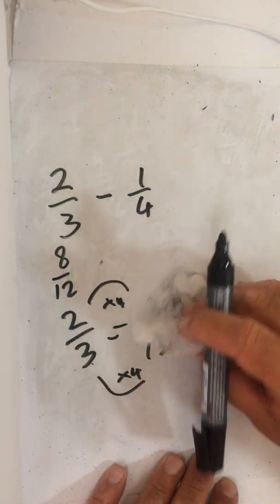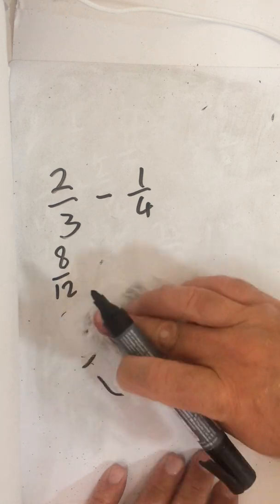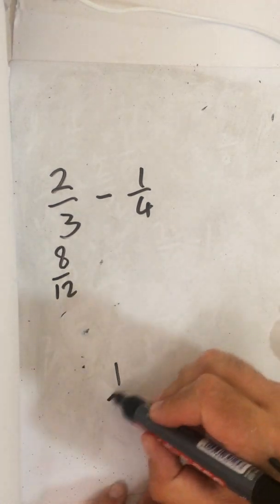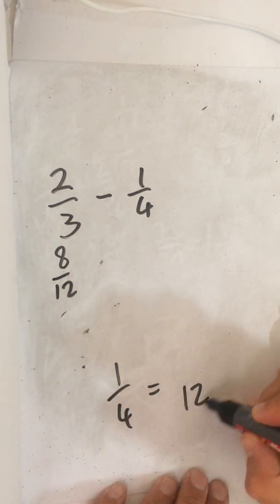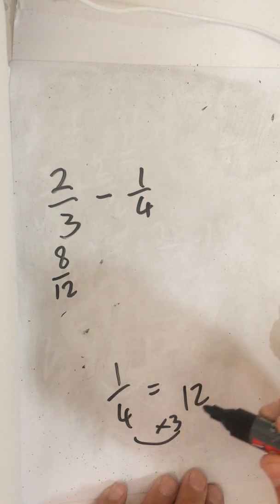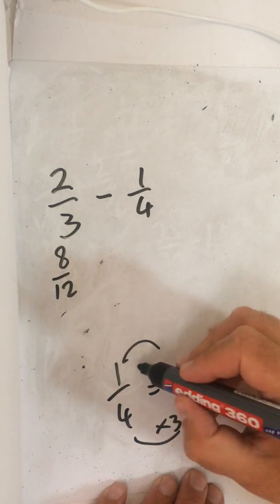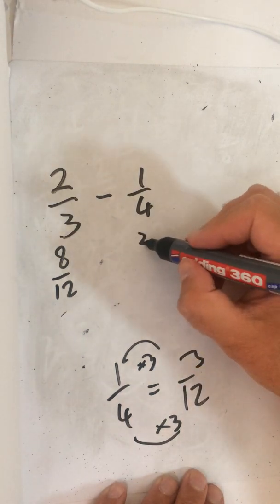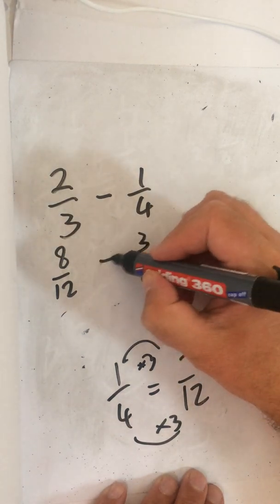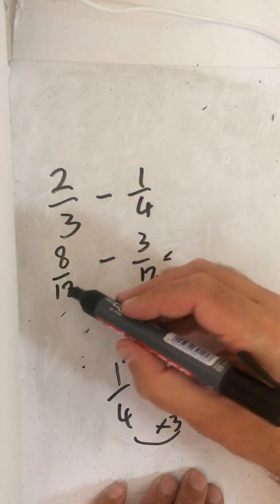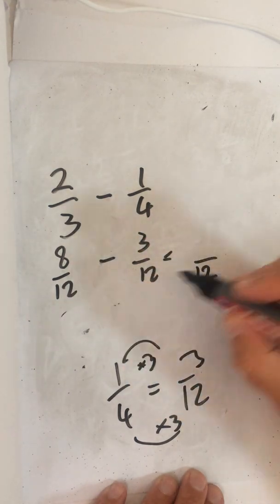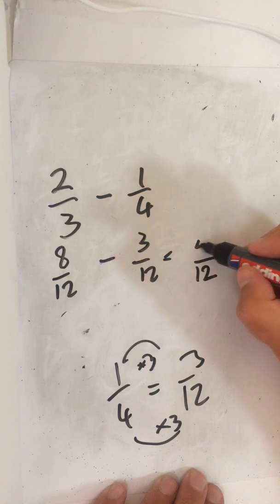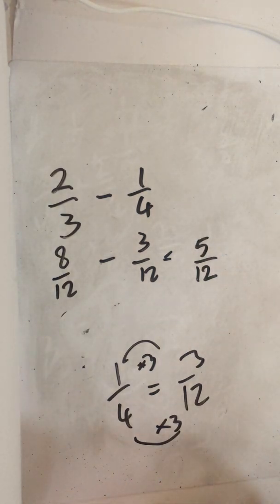So I'm going to just put that underneath. And then 1/4 is how many twelfths? I'm timesing by 3, so I do the same on the top, times by 3. So 1/4 is 3/12. Remembering it's a subtraction, my denominator stays the same. 8 take away 3 is 5, so 5/12.